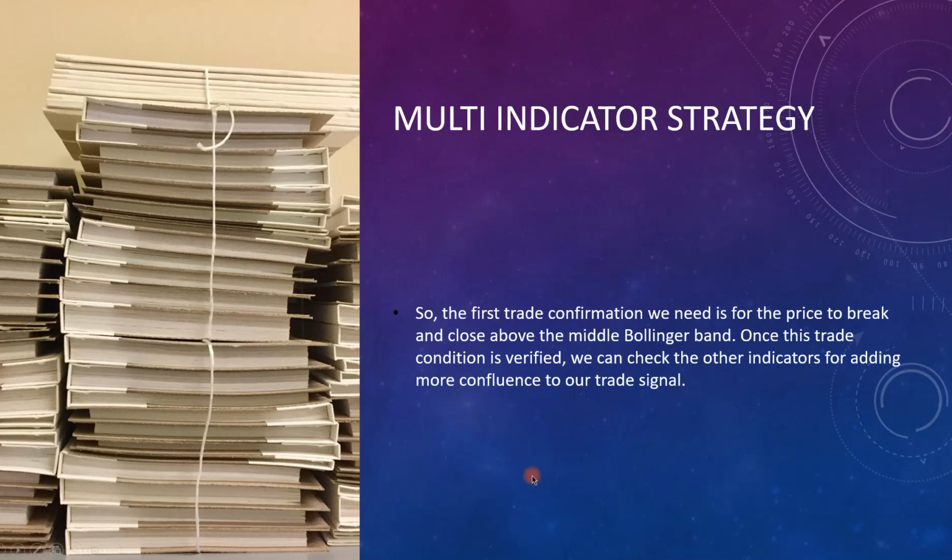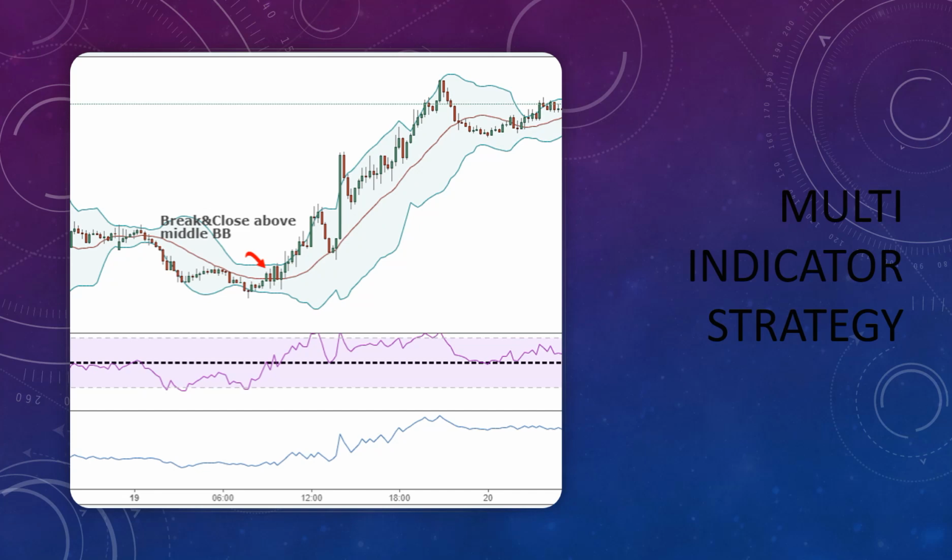So the first confirmation we need is for the price to break and close above the middle Bollinger Band. Once this trade condition is verified, we can check the other indicators for adding more confluence to our trade. We haven't made any decisions yet. We're just observing. So here we can see we have the Bollinger Bands on our chart. We have our 20-period standard moving average, which is the basis of the calculation of Bollinger Bands. And when price moves above the moving average, not when it's sitting on it, not when it's below, not when it's hanging above, it's when it was below and moved through, or the opposite is true for the downtrend.